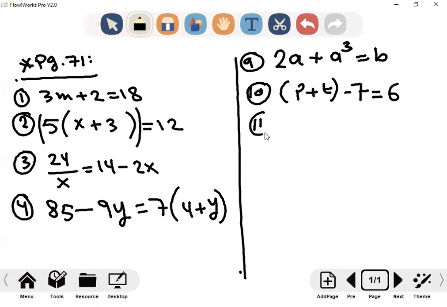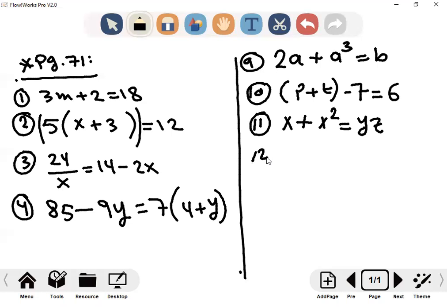Question 11. Calm down. The sum of x and its square. Who is the 'its'? The x. So x to the power 2 is equal to y times z. Why z? Y times z, yz.